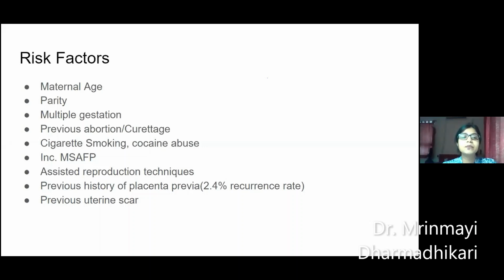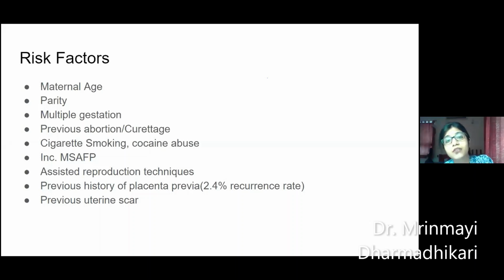Then increased maternal serum alpha fetoprotein. Now, this, just like in placental abruption, acts as a predictor of placenta previa. Assisted reproductive technologies again increase chances of placenta previa. In today's time and age, with increasing pregnancies out of assisted reproduction techniques, there is increased incidence of placenta previa. Previous history of placenta previa is also very important because the recurrence rate of placenta previa is 2.4%.